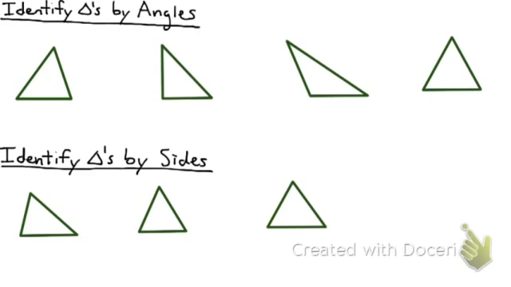If we're looking at their angles, we have what we call acute triangles. And acute triangles will have three acute angles. Now an acute angle is anything less than 90, so if all three angles are less than 90 degrees, we call it an acute triangle. The next one we have is when we have one right angle, and we call that a right triangle.